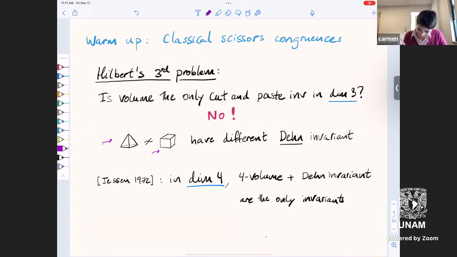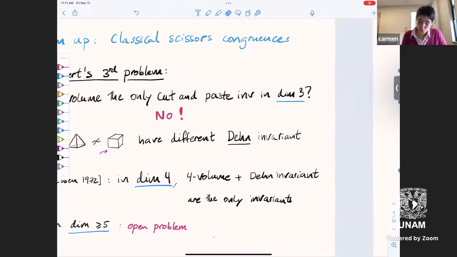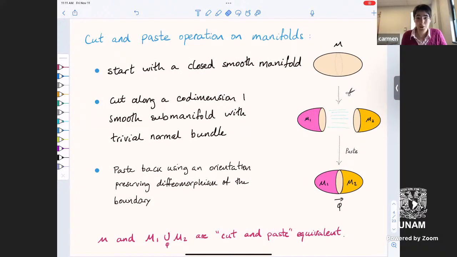And now if you go even higher, you're in trouble, because in dimension 5 it's an open problem. In fact, it's a very, very hard open problem. So this is the classical motivation of Caesar's congruence in the geometrical world. If we think about manifolds, we also can have an analogous operation. So here is again a recap of cut and pasting on manifolds.